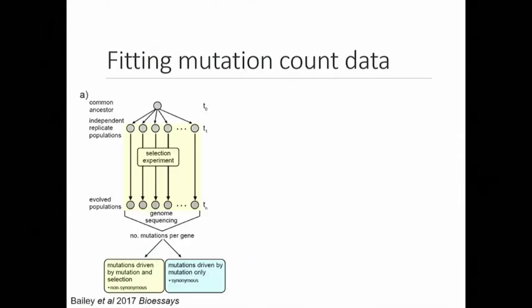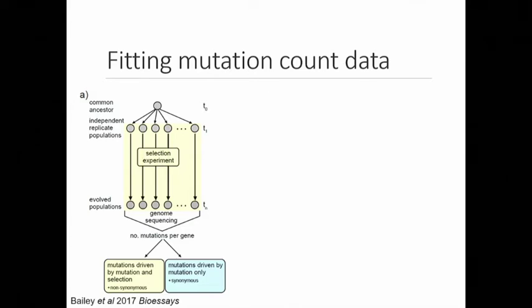So now I'm going to tell you what we use those equations for. We try to fit them to experimental evolution data. I've already talked about this kind of data, but just to put this slide up again: we have some selection environment, we start with a common ancestor, and we have many replicate populations. There's some selection environment, and at the end we have genome sequencing. Then we have a data set that tells us how many mutations there were per gene.